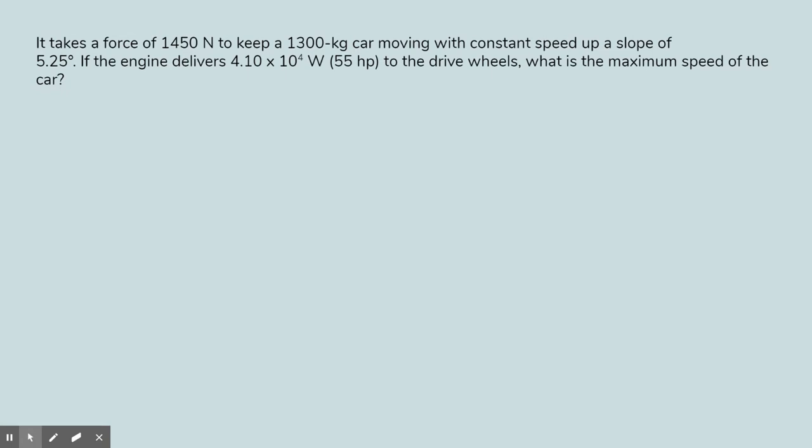And here we are at the final question. We have a car that is on a slope of 5.25 degrees. We see that we are given 4.10 times 10 to the 4th watts, which is 55 horsepower. So we are told the power. Here's our value for power. And we want to know the maximum speed of the car.